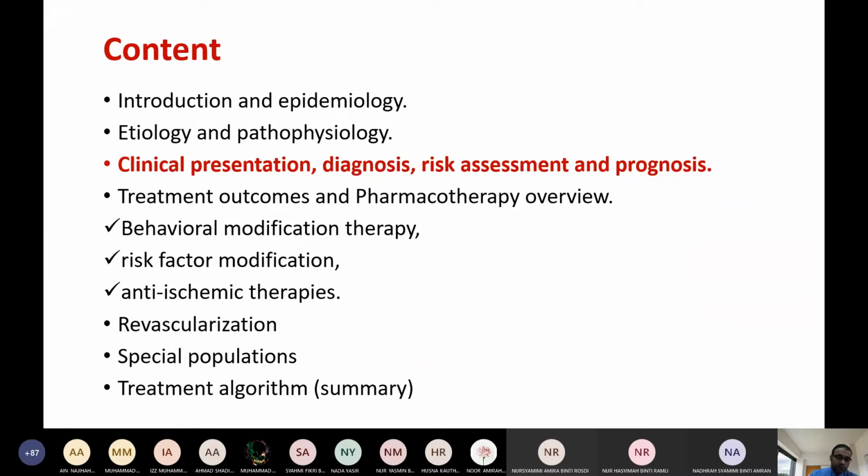So, clinical presentation, diagnosis, and risk assessment. So far we came to know a little bit of the introduction: who should we call stable ischemic heart disease, and the etiology and pathophysiology, the cardinal hallmarks here and there. Now we will discuss the clinical presentation, diagnosis, risk assessment, prognosis, and what happens in the clinical pathway for patients with chronic stable angina.